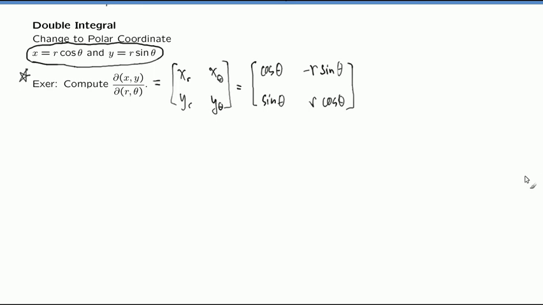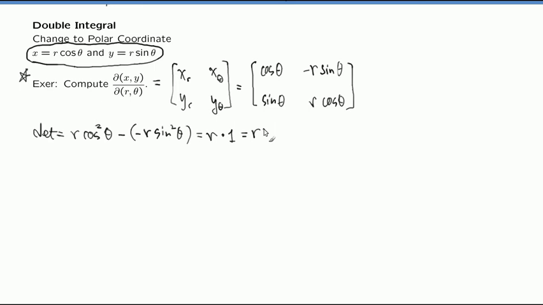You write down x, y, look at x and differentiate with respect to r: cosine theta. Then y with respect to r: sine theta. And then the other way around. Good? So what is the determinant of this? You multiply these two: r times cosine squared theta, minus, multiplying these two, negative r sine squared theta. Then r is a common factor, and you end up at cosine squared plus sine squared. The famous Pythagorean identity gives you r.